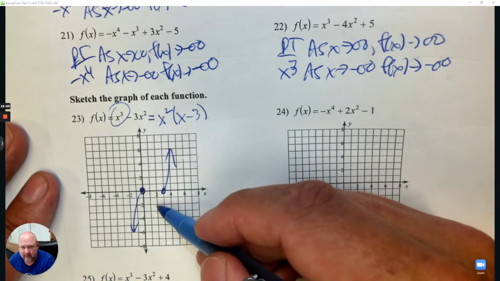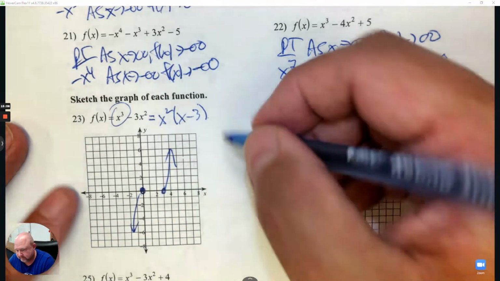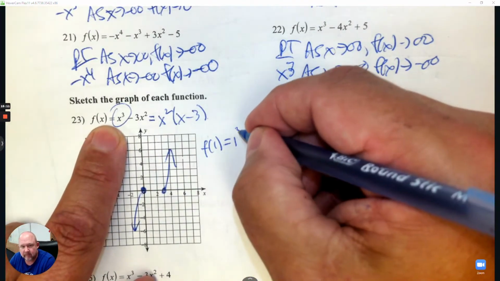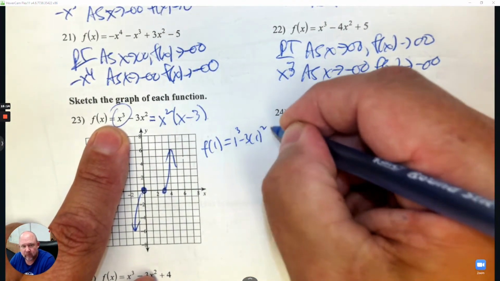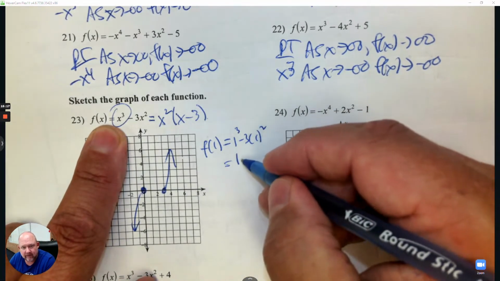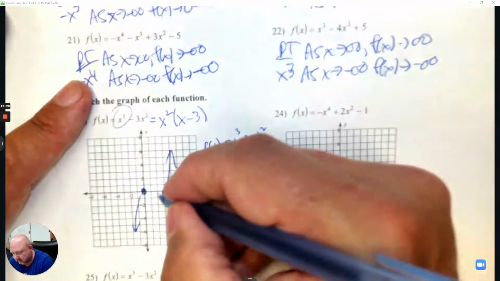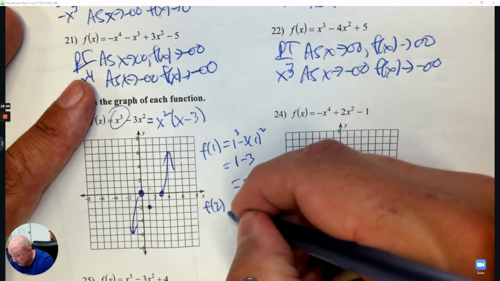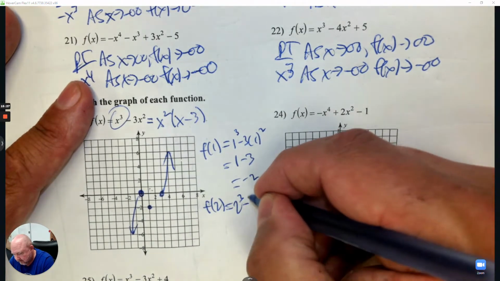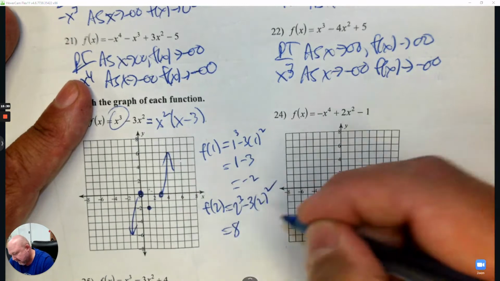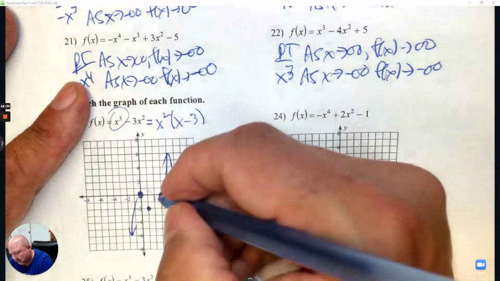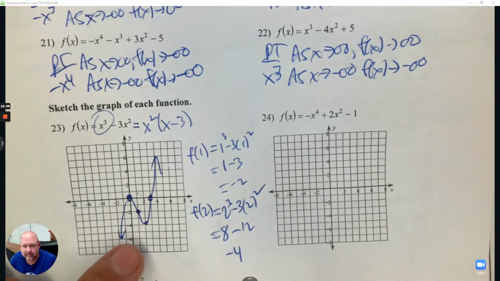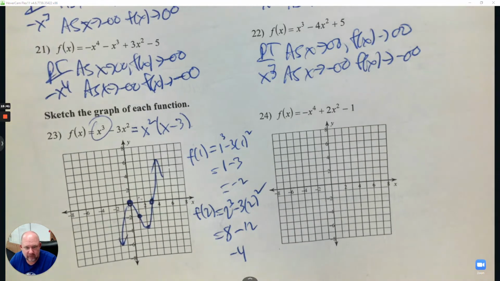I want to find a turning point here, so I'm going to pick 1 or 2. Doesn't really matter. If I pick 1, 1 cubed minus 3 times 1 squared, that's 1, take away 3, which is negative 2. I can use that. If you wanted to pick the next number beside it, which is 2, it would be 2 cubed minus 3 times 2 squared. That's 8, take away 12, which is negative 4. So that one's a little lower. And then connect, and then make your graph. So I put it at negative 4. The other one's at negative 2.